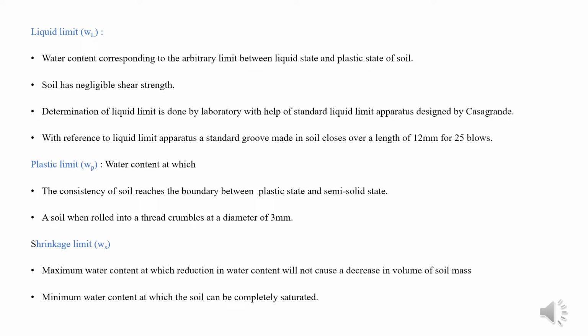What is our shrinkage limit then? Shrinkage limit is the maximum water content at which reduction in water content will not cause any further decrease in the volume of the soil mass. It is also defined as the minimum water content at which the soil will still remain completely saturated. Right? So these are our definitions of the Atterberg limits that we have talked about so far.